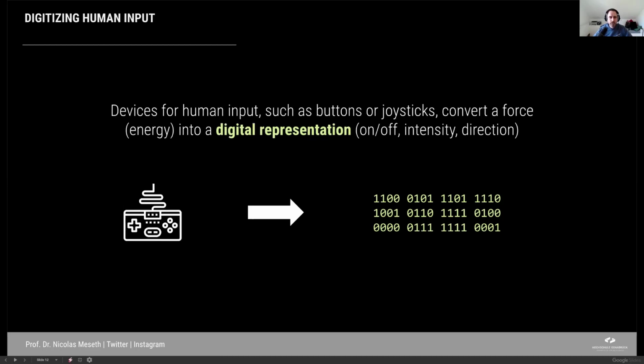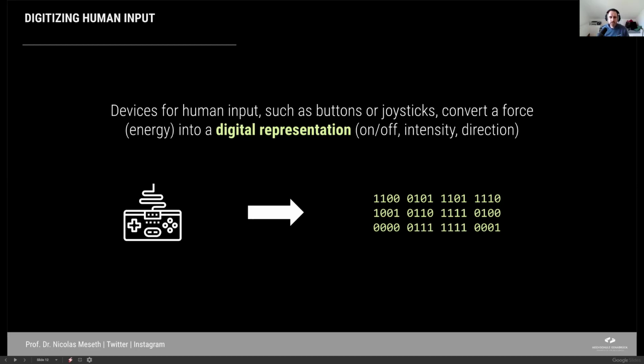So for human input, it's also similar. For example, a button or joystick. For a button, it's very easy. When you press the button, you close a circuit, and that will give voltage to the point of measurement, and then we can transform that into a 1, for example. And when there's no voltage at all, it's going to be transformed into a 0. So that's how our simple button that we have also learned about last week basically works.